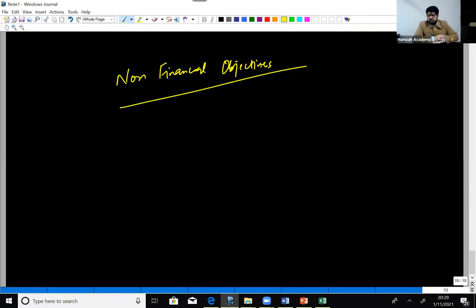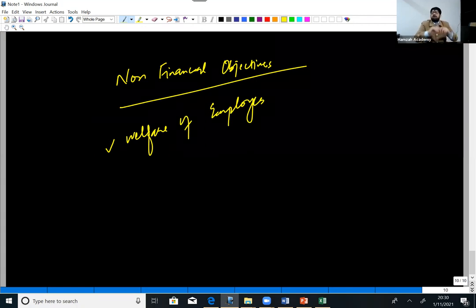So these are the financial targets. There may be non-financial targets of the company as well. Non-financial objectives. For example, some companies think that we should take care of employees. Welfare of employees. We need to provide a wonderful working environment, good job, career progression, good salaries. We need to develop our staff, promote them, improve them. Possibility is there.